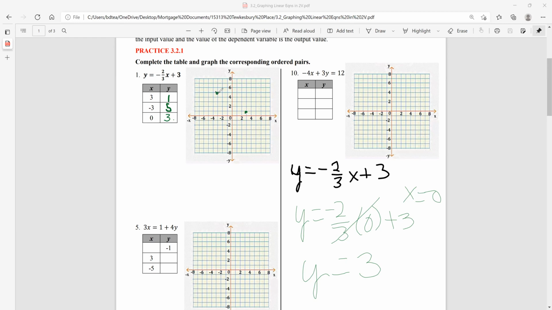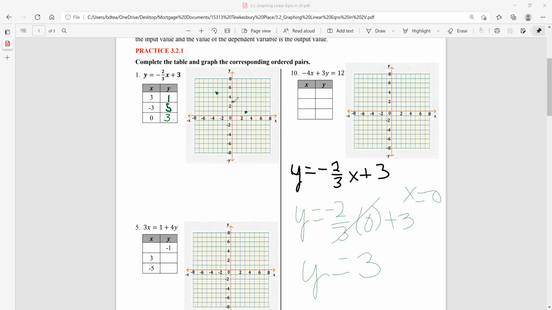And we talked a lot about this point 0. You know this is going to be on the line because you have a coordinate of 0. The x coordinate is 0, so y is going to be 3 on the y-axis. And this point right here is called the intercept, and we'll be talking about that more. So this is 0, 3.